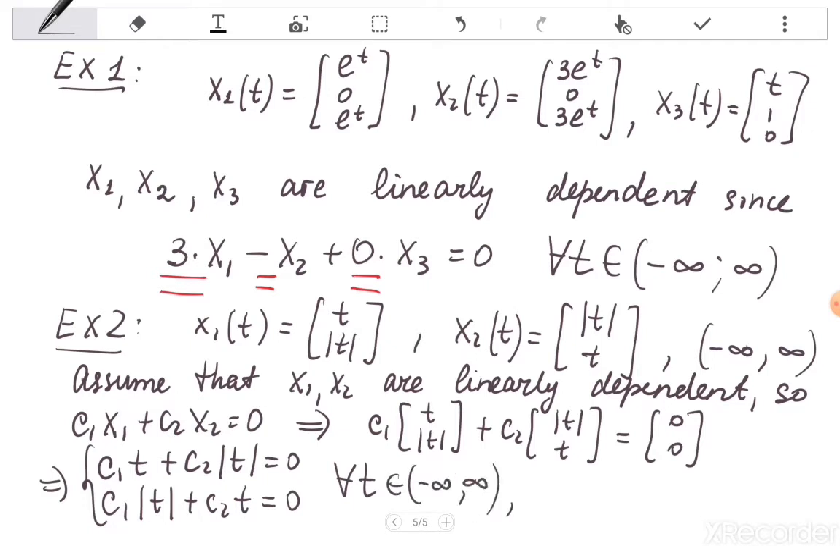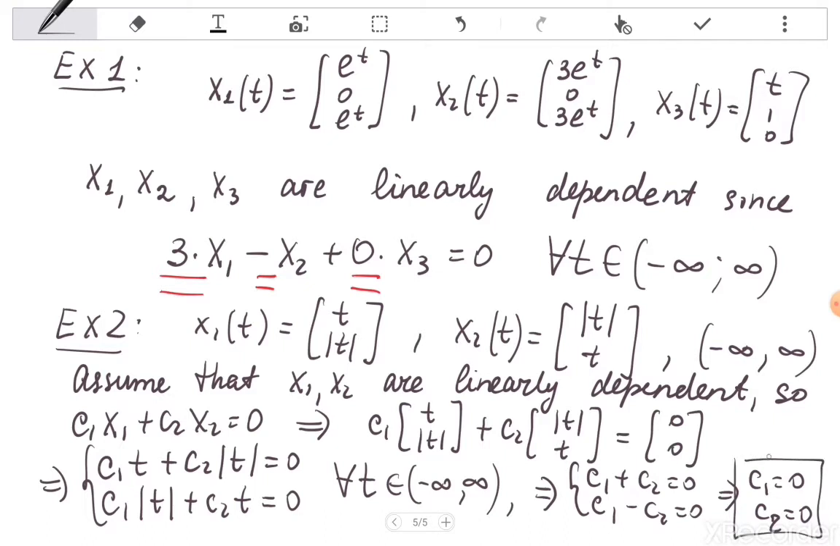So at least it must be true for t equals 1. So we can get that c1 plus c2 is 0, and for t equals minus 1, we must get c1 minus c2 is 0, right? So we get this system. And if you solve this, you can see that the only solution is c1 is 0 and c2 is 0.